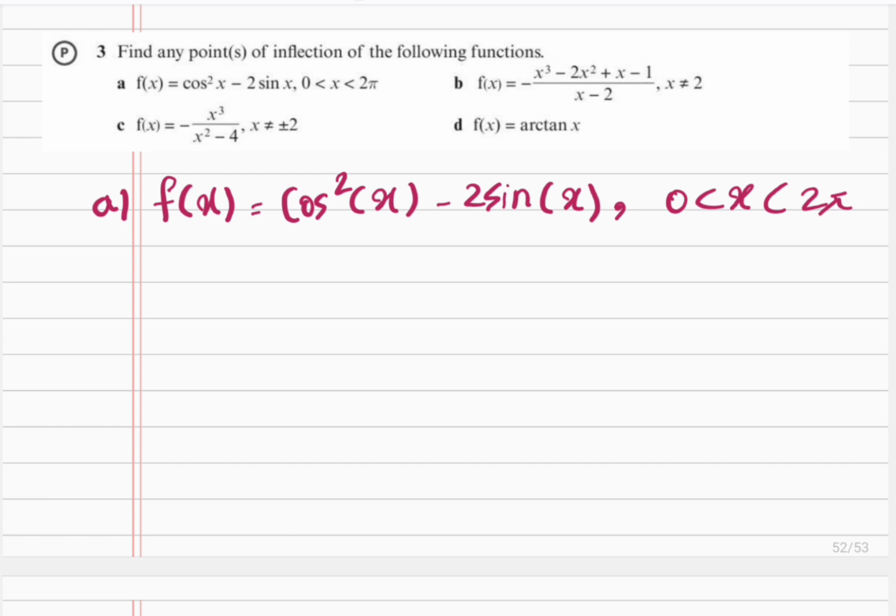So if you want to find a point of inflection, we first need to find the second derivative of a function, and then we solve the equation f double dash x is equal to 0.